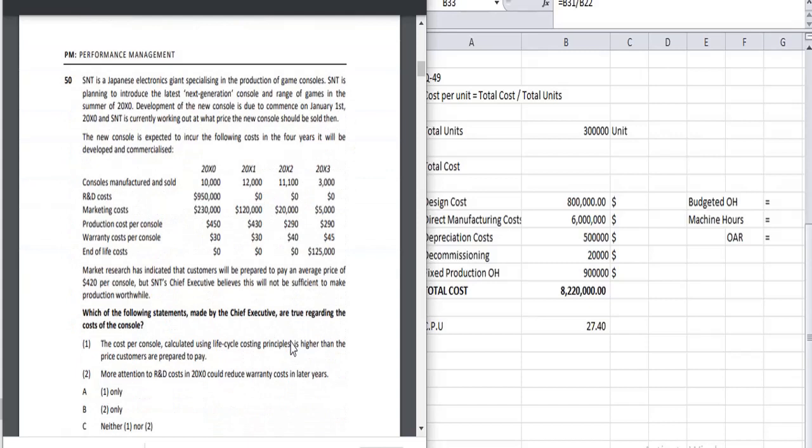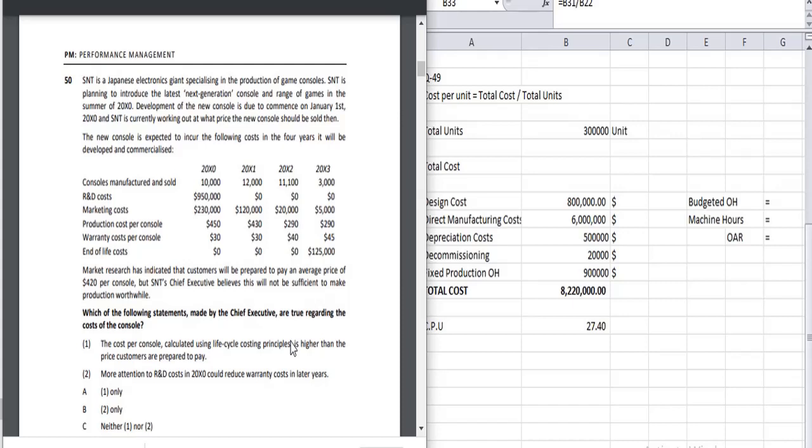Okay, so next question is which of the following statements made by the chief executive are true regarding the cost of console? SNT is a Japanese electronic giant specializing in the production of games consoles. SNT is planning to introduce the latest next generation console and range of games in summer of 20x0. Development of the new console is due to commence on January 1st, 20x0. SNT is currently working out at what price the new console should be sold.